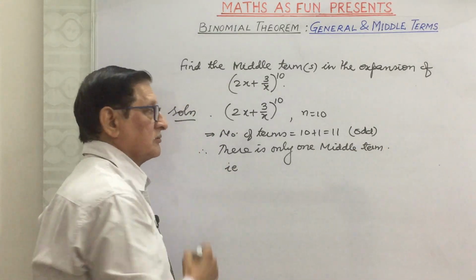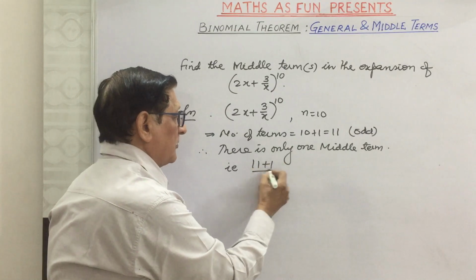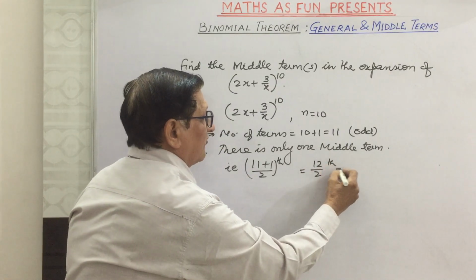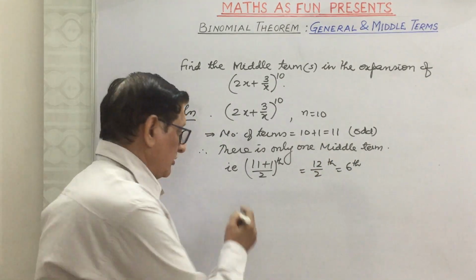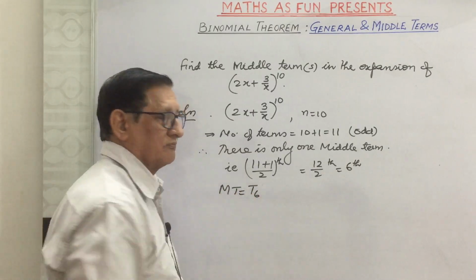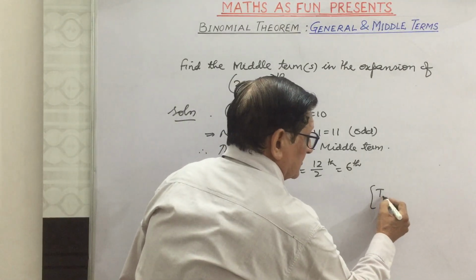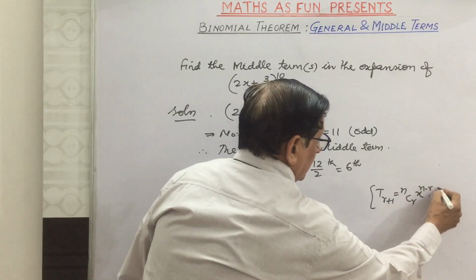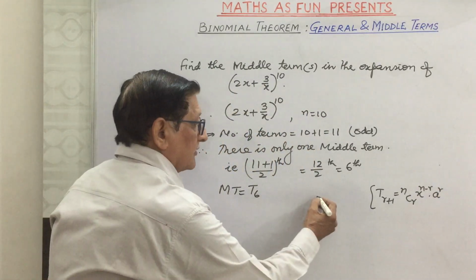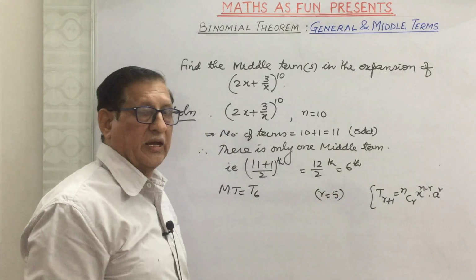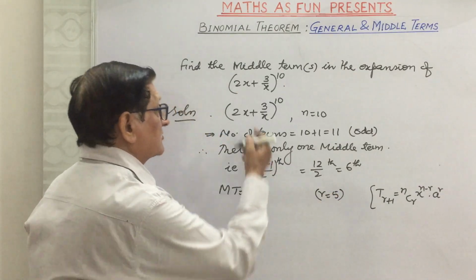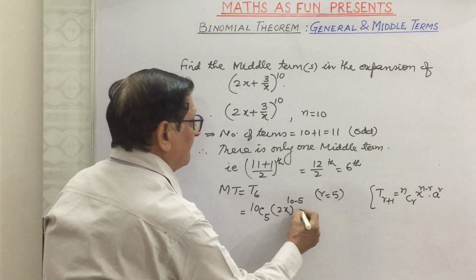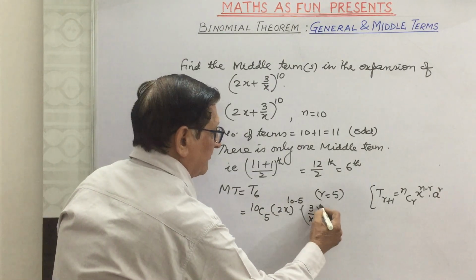And that is the (11+1)/2 th term, that is equal to 12/2 th, or we can say the 6th term. So the middle term is the 6th term. And we know the formula for the general term, t(r+1) = nCr x^(n-r) a^r. So here we find that r will be 5, and hence the middle term, that is the 6th term, will be 10C5 into (2x)^(10-5) into (3/x)^5.